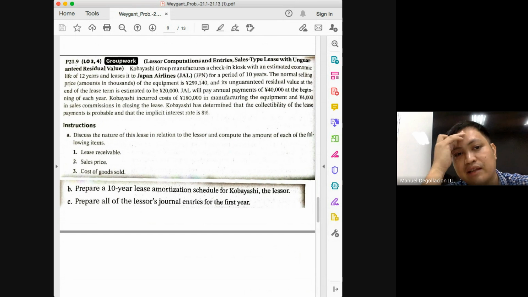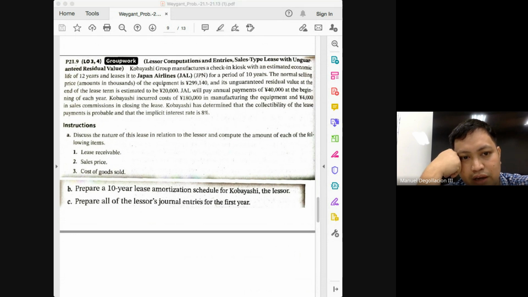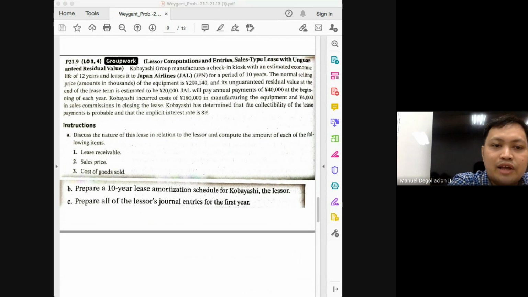Add the present value of the residual value. It's again very important, lessor, whether guaranteed or not, because there will still be a collection on the part of the lessor. The present value of the residual value, class, is 9,264, computed by multiplying 20,000 by 0.46319. Okay, and that will give you 299,140, which is also equal to your fair value given in the problem. Do you see that, class? So the answer to the first question, initial lease receivable, is 299,140.